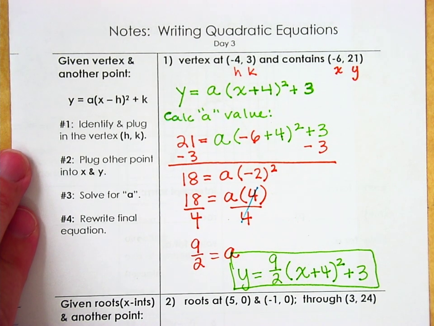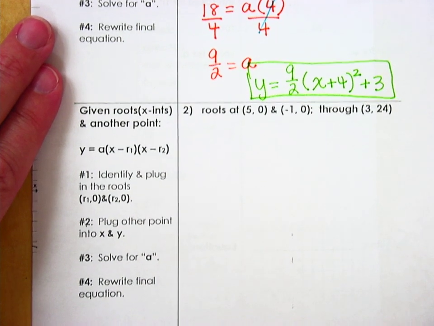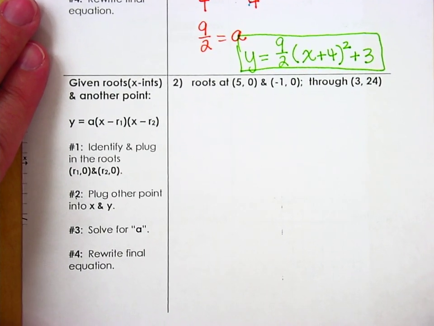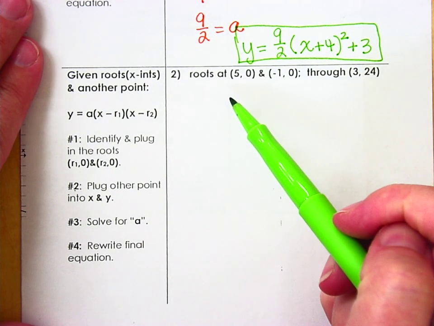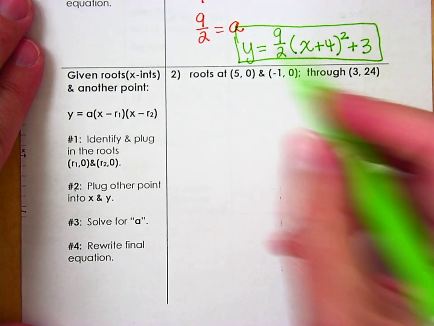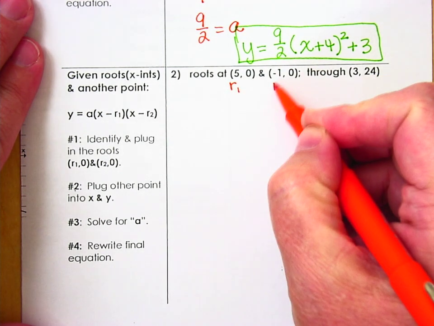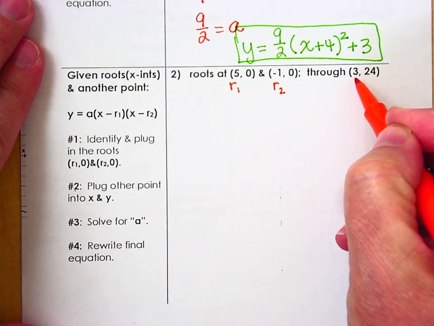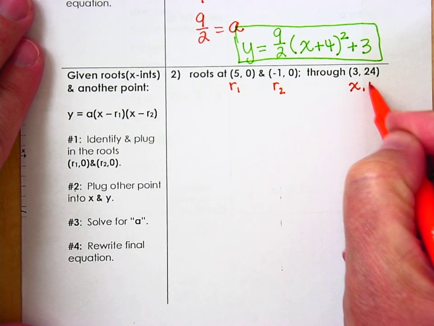Okay, let's try one more. This time we're going to be working with intercept, with the roots. So just as a reminder, we've given you intercept form. So this time the roots are going to be R1 and R2. And it doesn't matter which is which. And then again, the other extra point that we have here, the 3, 24, that's going to be your x, y point.